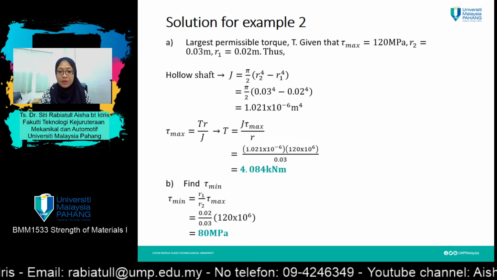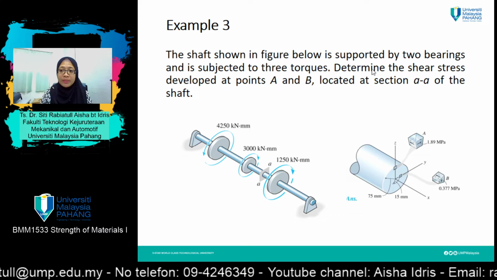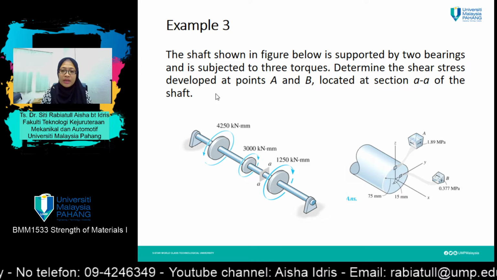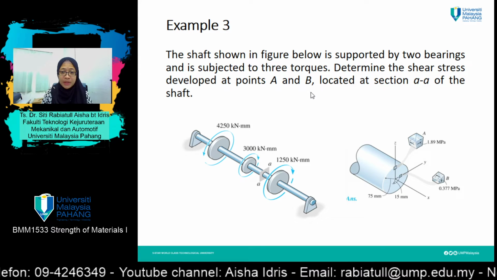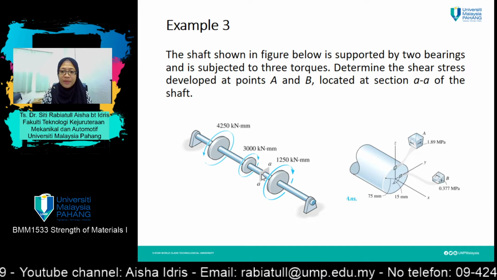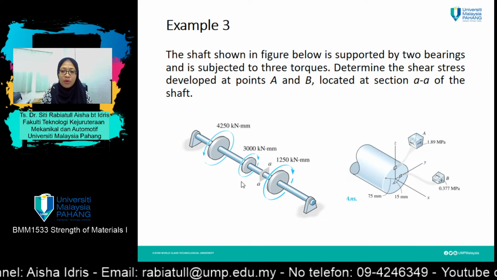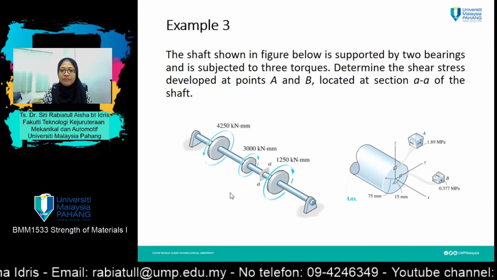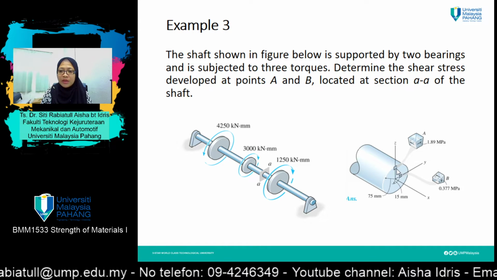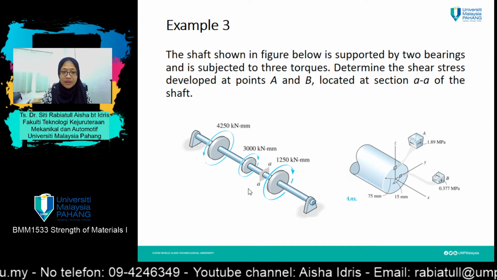Now let's move on to example number 3. The shaft shown in the figure below is supported by 2 bearings and is subjected to 3 torques. Determine the shear stress developed at points A and B located at section AA of the shaft. If you refer to this figure, this is the cross section of AA, so by right we are focusing on this section. Okay, and for point A and point B, this is the location of point A, and this one is the location of point B located along the shaft.